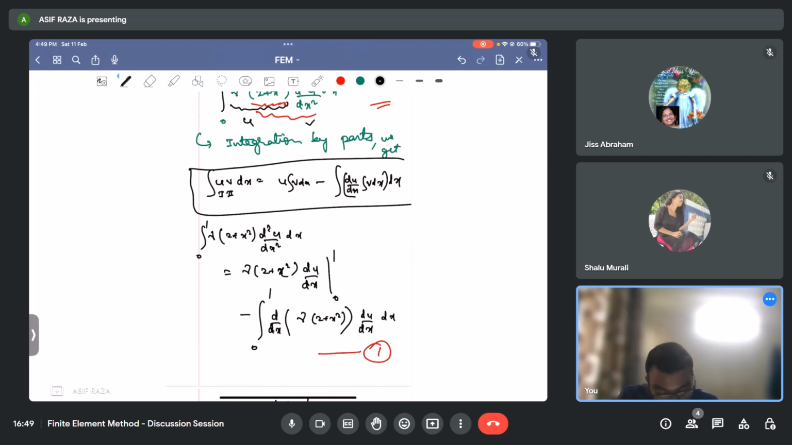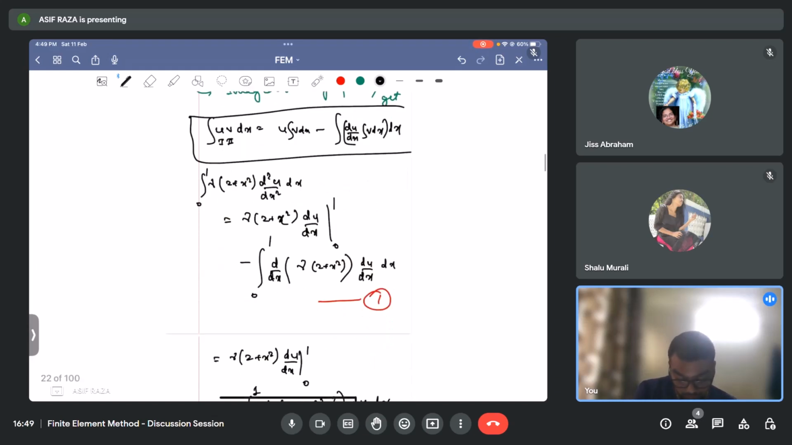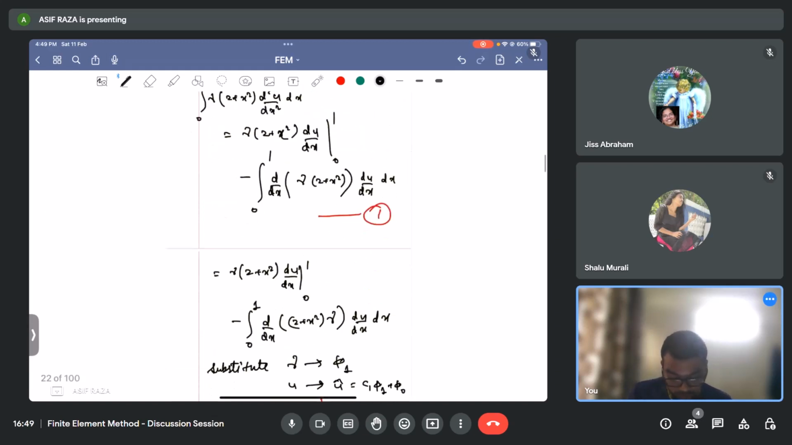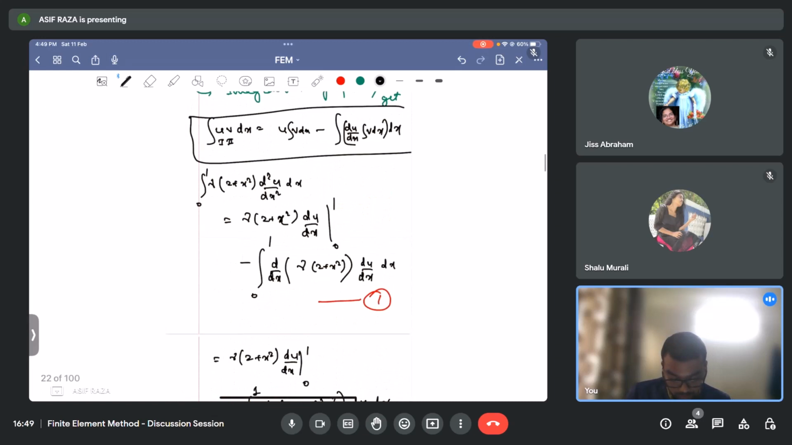So d square u by dx square, when we integrate u, this will come out to be integration of the second term, differentiation of the first term, then integration. Then this is correct, I think. Okay, come on.